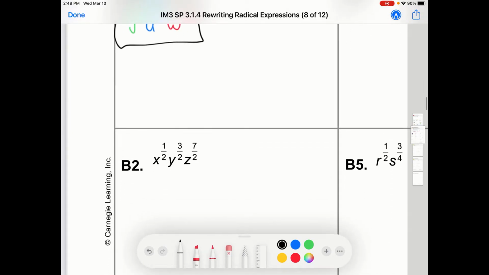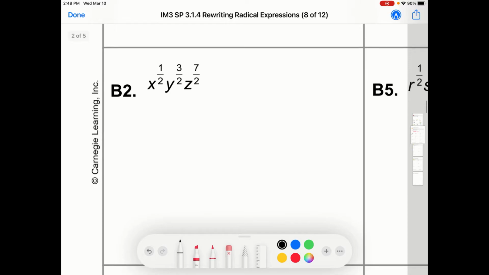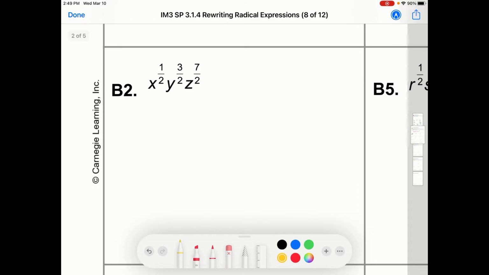Let's go on to B2. Again, the nice thing is they all have a denominator of 2. So that's essentially the root. So I have x to the 1st power, y to the 3rd power, and z to the 7th power.